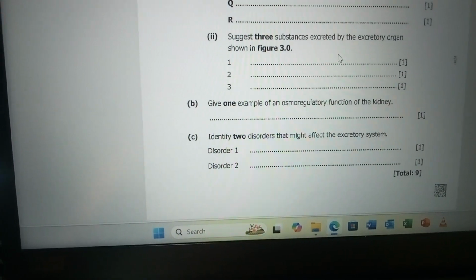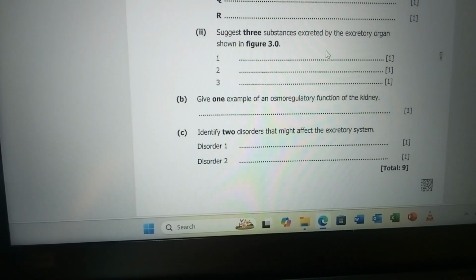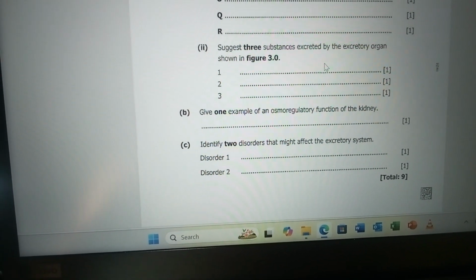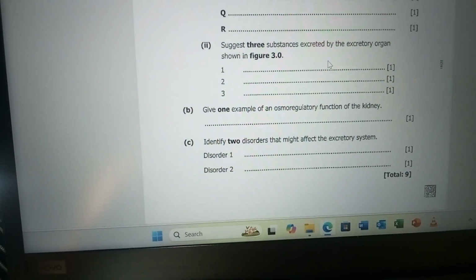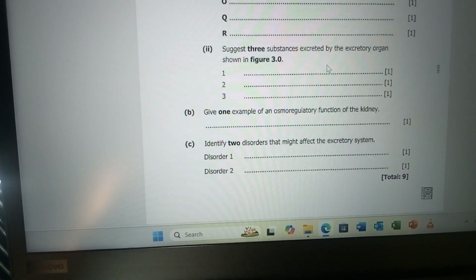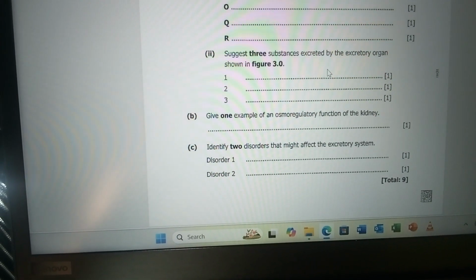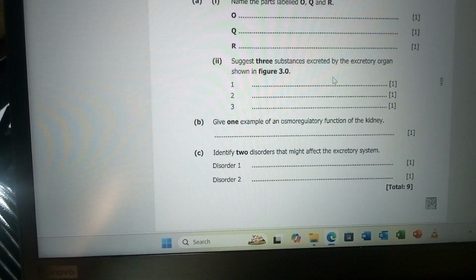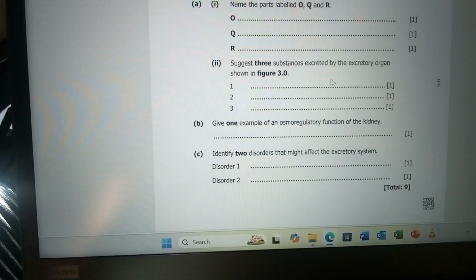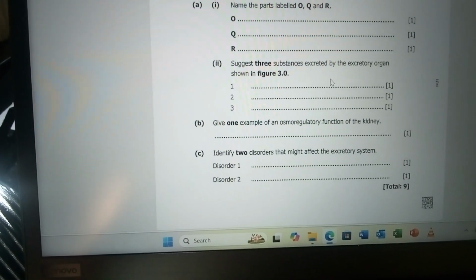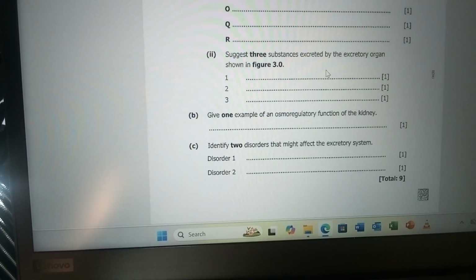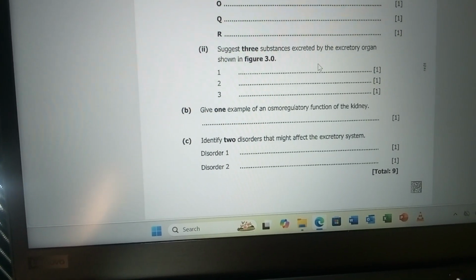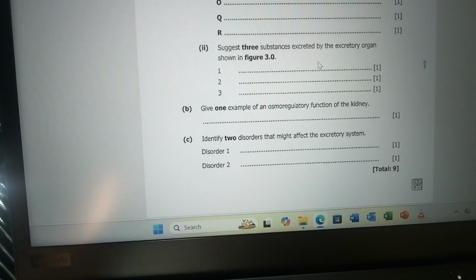So B, they are saying give one example of a regulatory function of the kidney. One thing you should bear in mind is that there are various processes that occur in the kidney during urine formation. Osmoregulation is one of them. Osmoregulation is just the maintenance of water level in the body. So we can answer regulation of water level in the body. That is an example.